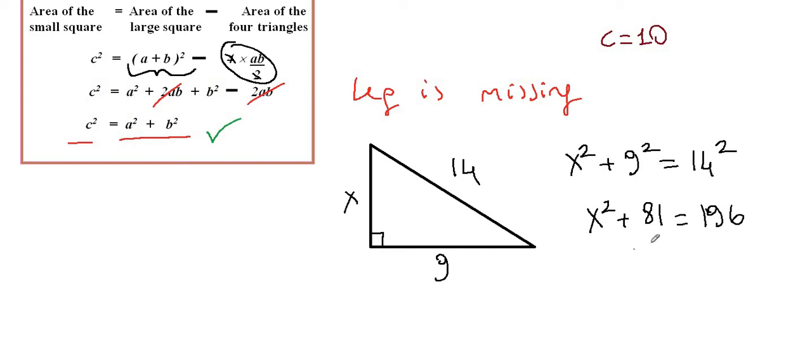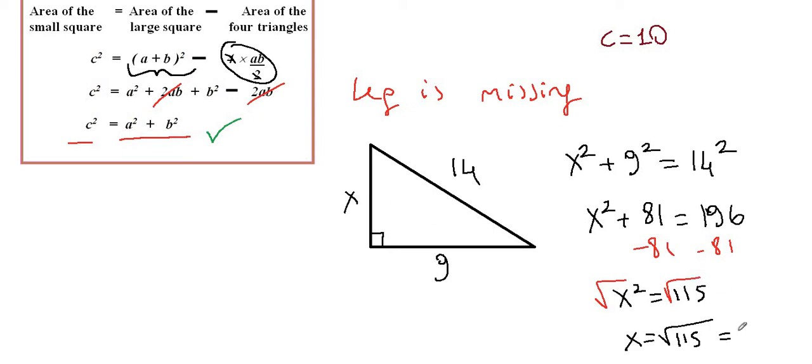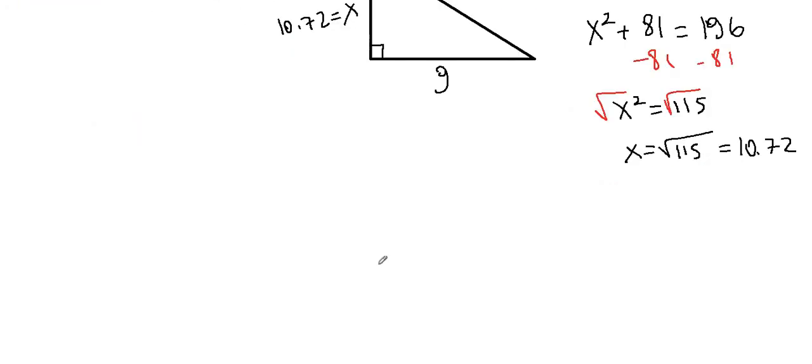Now the next step is to subtract 81 on both sides. So x squared will be equal to 196 minus 81, which is 115. Now we need to solve for x, so we take the square root on both sides. Now x will be equal to the square root of 115. You can leave it in this form, or you can use your calculator and simplify. So you obtain 10.72. So x is 10.72. Let's see another example.